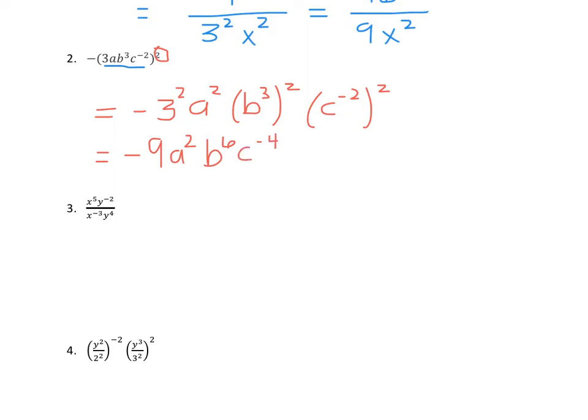Okay, one more thing is we don't want to have that negative exponent, so that c is going to go in the denominator. Remember, this whole thing we could write as being over 1. So right now it only has a 1 in the denominator. To simplify this, we're going to take that base of c and put it in the denominator, and that allows us to change that exponent to a +4. So -9a squared b to the 6 over c to the 4.